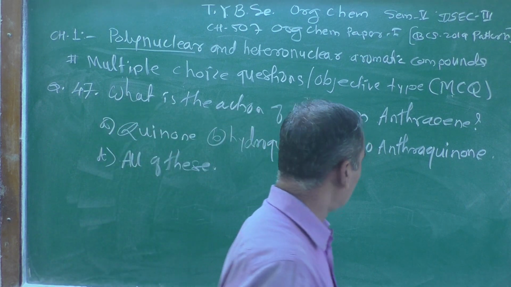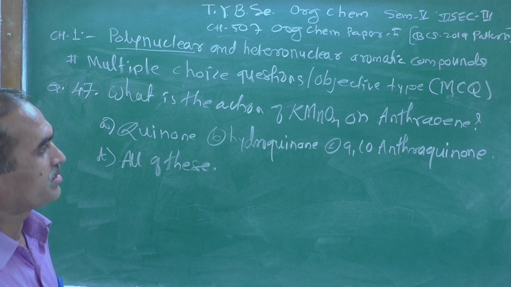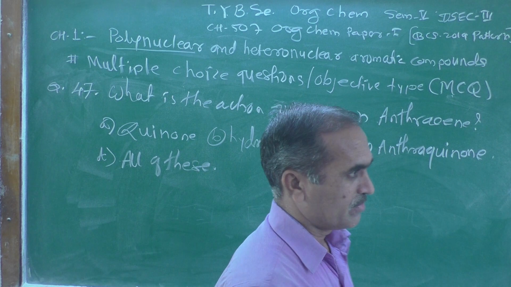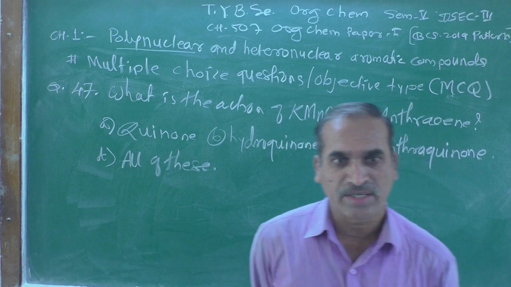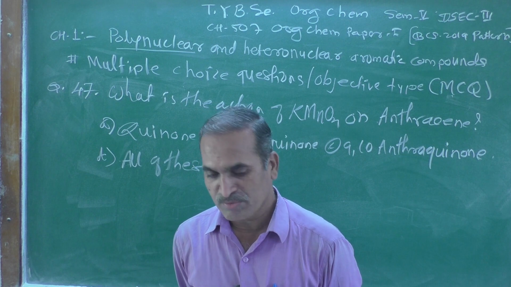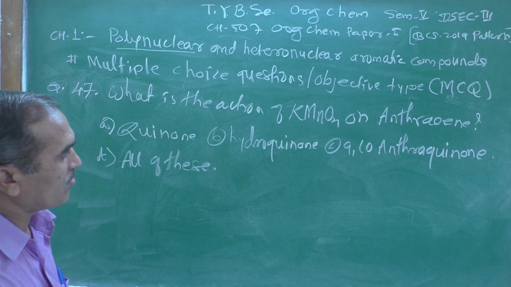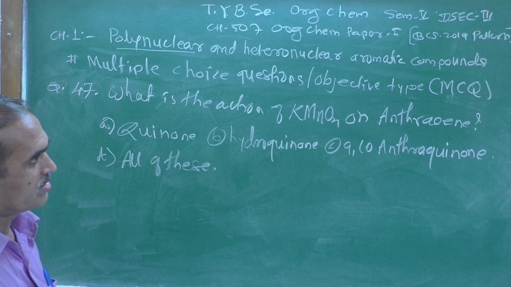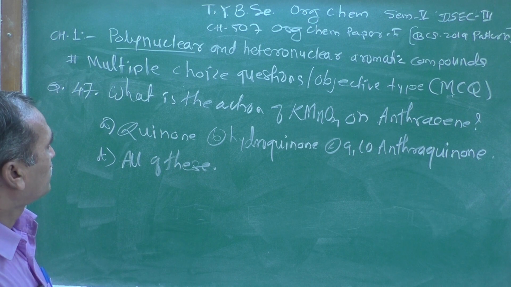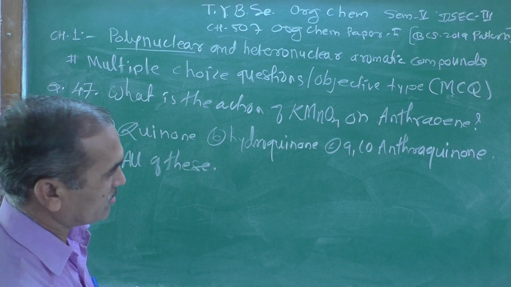Once again, what is the action of potassium permanganate on anthracene? We know that potassium permanganate is an oxidizing agent which will oxidize, meaning there is a removal of hydrogen atoms or addition of oxygen atoms, known as an oxidation reaction. Here, specifically, what is the action of potassium permanganate on anthracene?